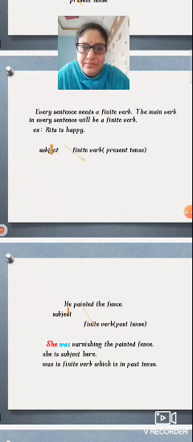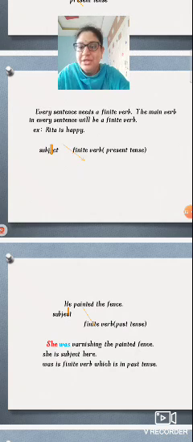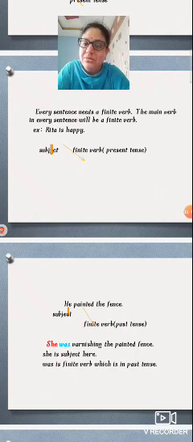Next one, every sentence needs a finite verb. Every sentence needs a finite verb, and also the main verb in every sentence will be a finite verb. So Rita is happy. Rita is the subject, and is happy is the finite verb and also the main verb, and it is in the present tense.